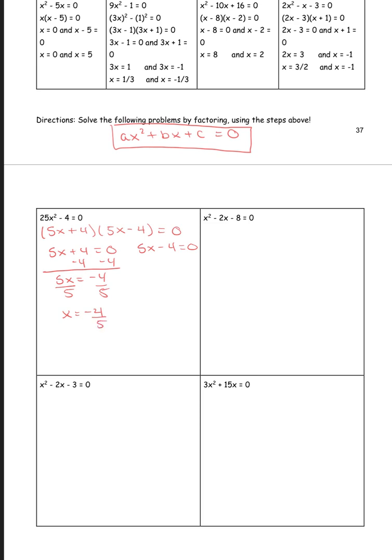Now we're going to add 4 to both sides. We get 5x is equal to 4, divided by 5. Sorry, that should be 4 divided by 5. And we get x is equal to 4 over 5. So x equals negative 4 over 5 and positive 4 over 5 are our solutions.